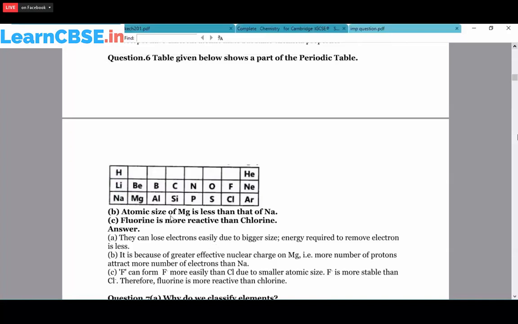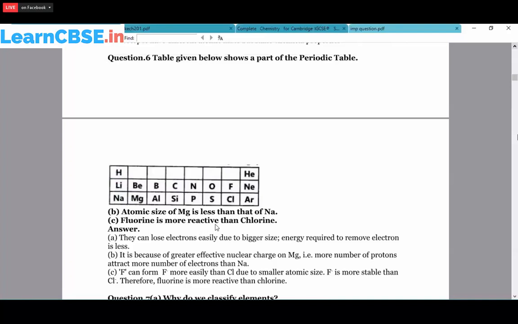Okay, so the atomic size of magnesium is less than that of sodium. Yes, magnesium is present in group 2 and sodium is present in group 1. Because magnesium has the more effective nuclear charge, it has 12 protons and sodium has 11 protons. So the attraction will be higher in magnesium, but sodium has less attractive force, that is the less effective nuclear charge. So that's why sodium has a bigger atomic size than magnesium.